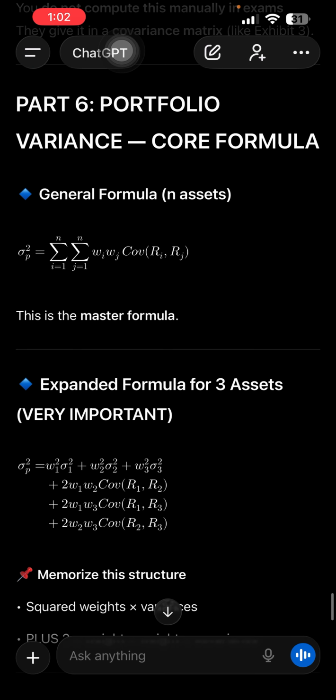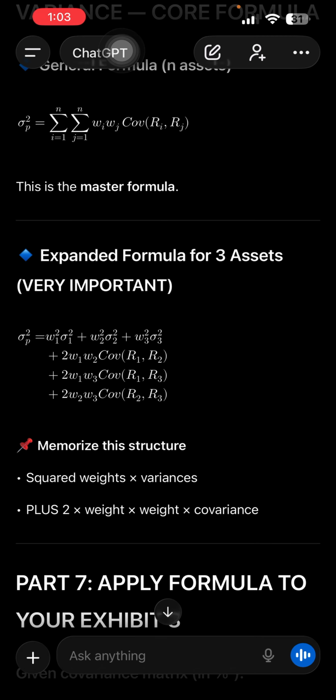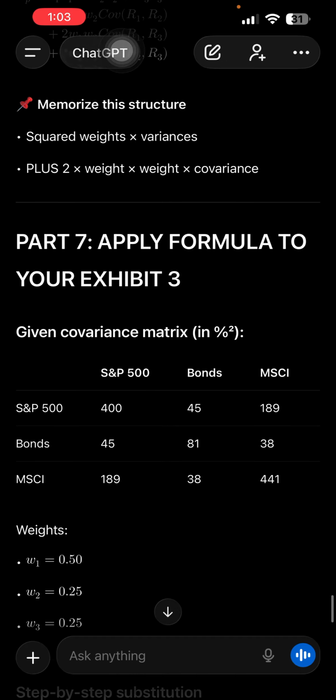Hence, here is the formula. The formula is simple: squared weights times variances, plus 2 times weights of both asset classes times covariance. That is W1 squared sigma 1 squared plus W2 squared sigma 2 squared plus W3 squared sigma 3 squared, plus 2 times W1 W2 covariance of R1 R2, 2 times W1 W3 covariance of R1 R3, 2 times W2 W3 covariance of R2 R3. Now we will see an example.